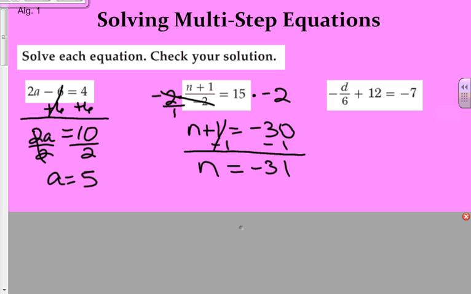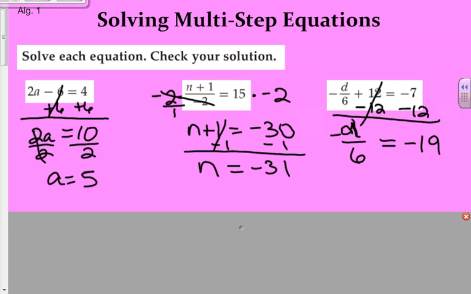Now this one, again, is a standard two-step equation with division and addition. The first number we're going to deal with is the 12. That's on the same side with the variable, the d, but it's by itself. So we're going to get rid of the 12 first. We're going to subtract 12, cancel our 12s. -d over 6 drops down, equals drops down. -12 and -7 make -19.